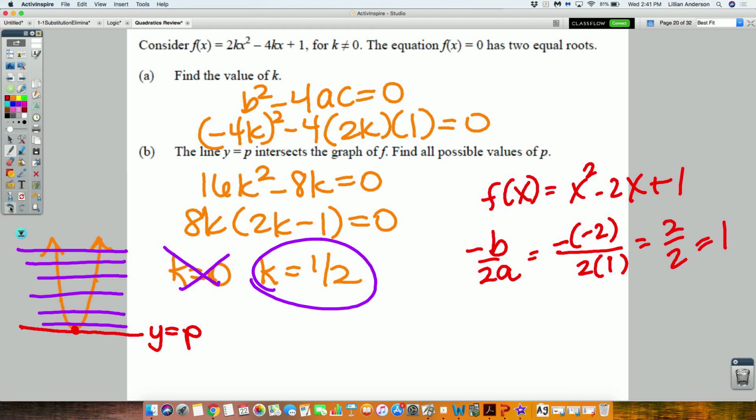How do I find the y coordinate? Plug it in. Plug it into what? The original equation. So that's going to be 1 squared minus 2 times 1 plus 1, which is 0. So p has to be greater than 0. Could it equal 0?